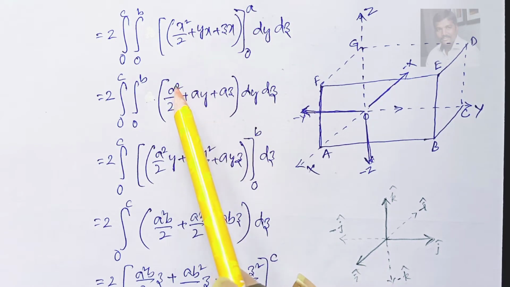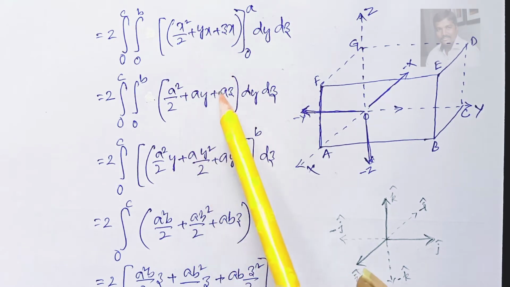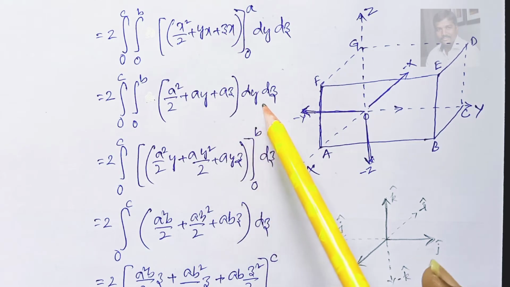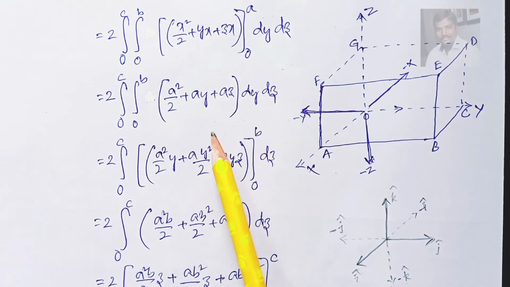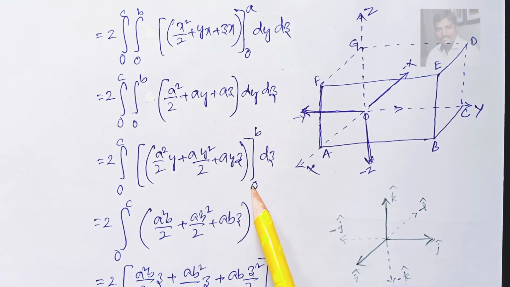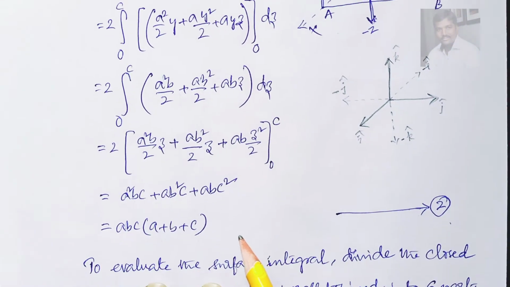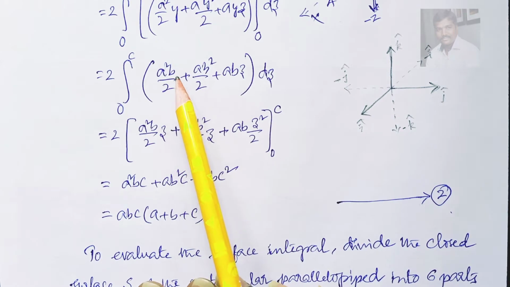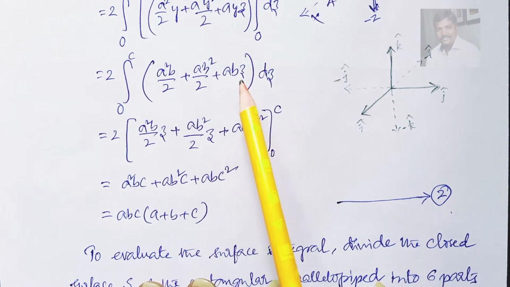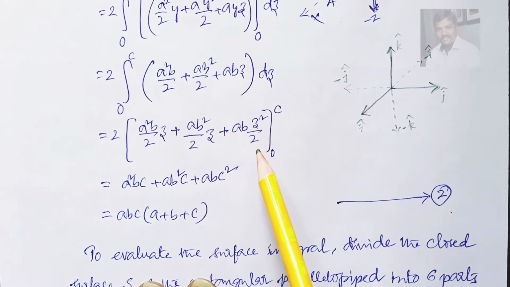Take the upper limit, then a square by 2 plus ay plus az. Next I am doing the integration with respect to y. So there a square y by 2 plus ay square by 2 plus ayz. Take the limit 0 to b. I take the upper limit, a square b by 2 plus ab square by 2 plus abz. Now the last I am doing the integration with respect to z. So that a square bz by 2, ab square z by 2 plus abz square by 2, from 0 to c.